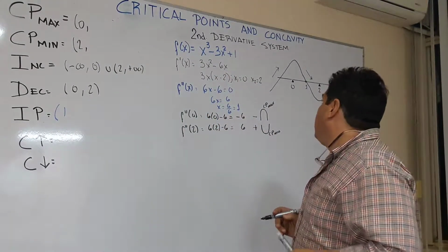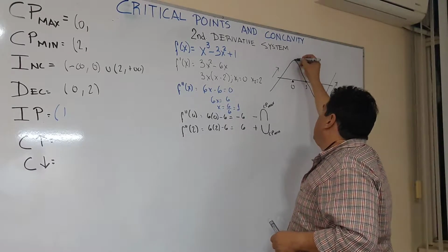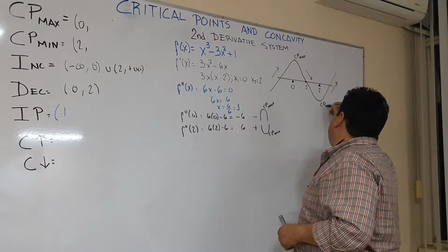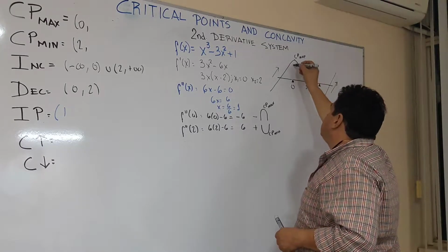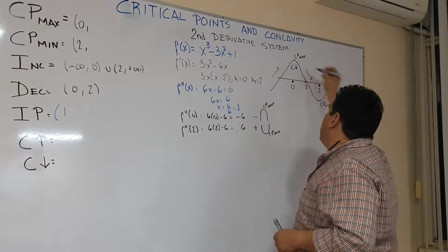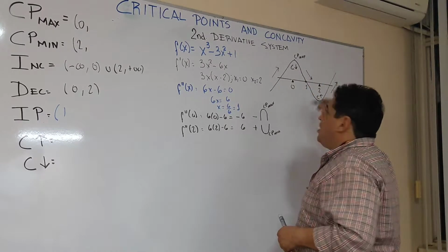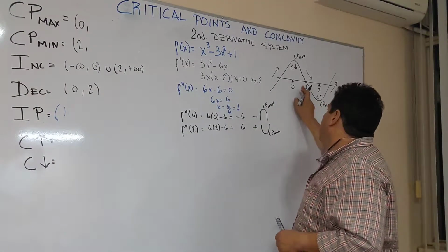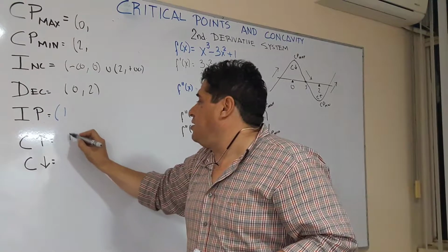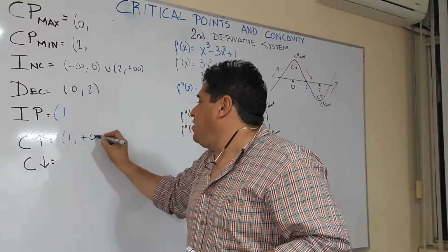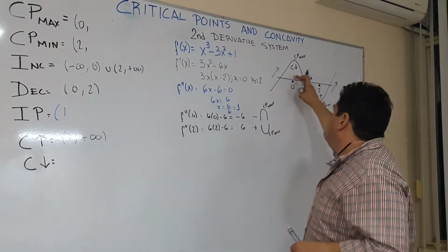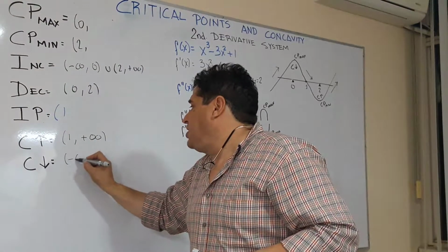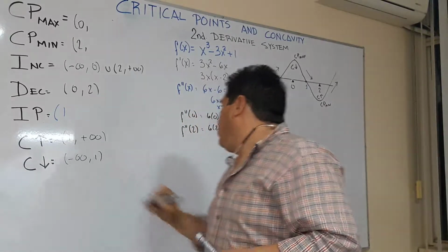Okay? Now, this one is a critical point maximum. That's a critical point minimum. So that's concave down, and that's concave up. So concave up is going to go from my inflection point, which is 1, to positive infinity. And concave down is going to go from minus infinity to my inflection point, which is going to be minus infinity, comma, 1.